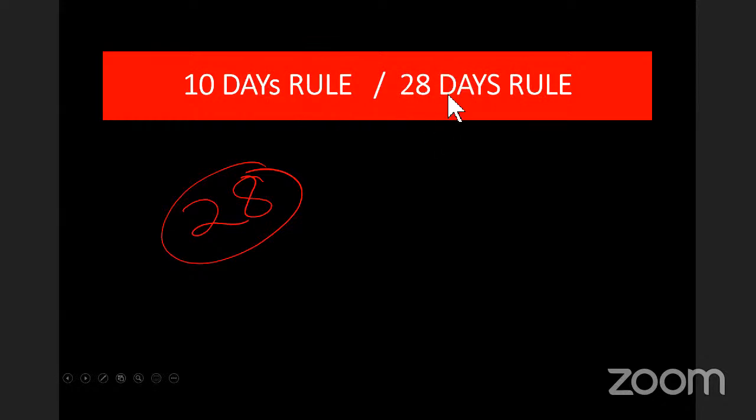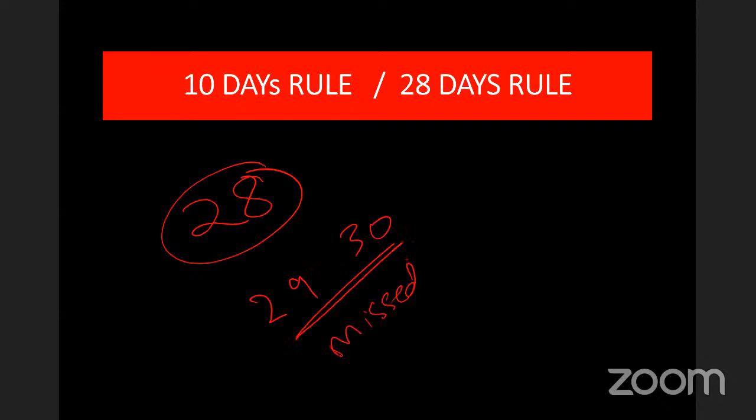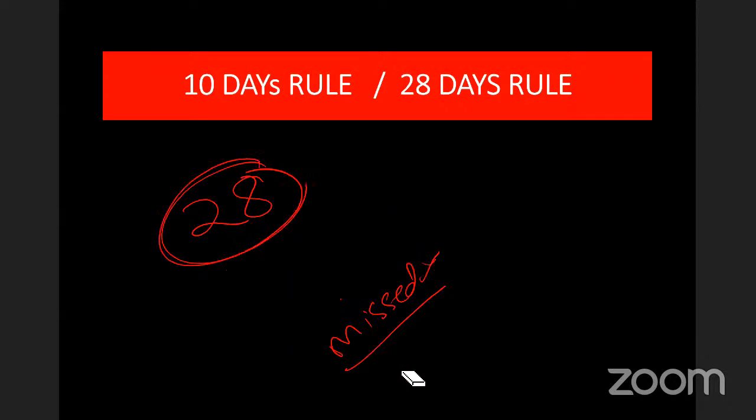Why beyond 28 days? If you are doing it on the 29th or 30th day, that means there is a possibility of a missed period. It need not be a missed period, but there is a possibility of one. That's why we are not doing it beyond the 29th or 30th day, beyond 28 days. So that's the 28-day rule. For any X-ray, we should do it within 28 days, because a missed period means there is a possibility of pregnancy.